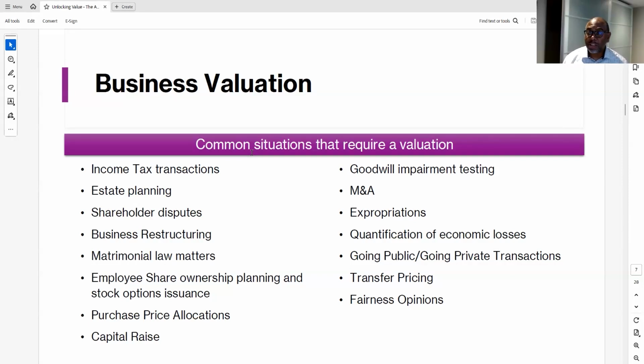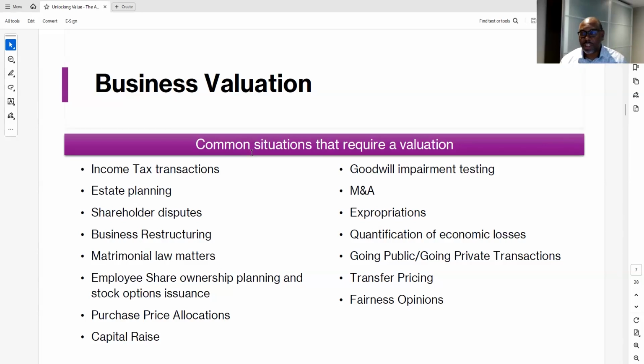Matrimonial law matters, couples having a divorce, where one or both are running or own a business. There's separation of those assets. ESOP, so employee share ownership plans, also require valuations. When you look at goodwill impairment and purchase price allocations, those kind of go together.